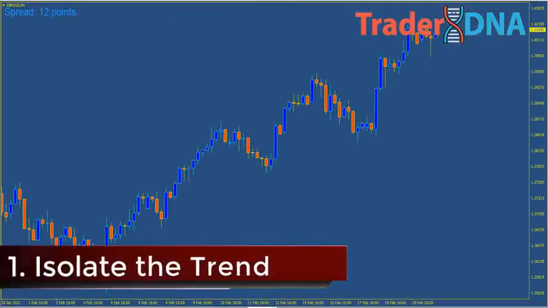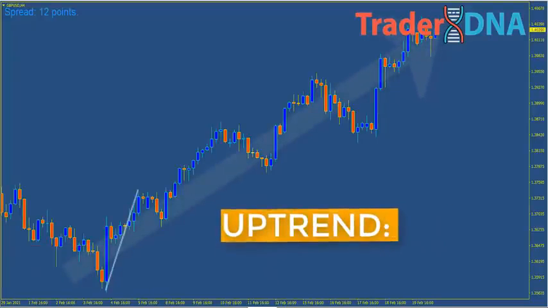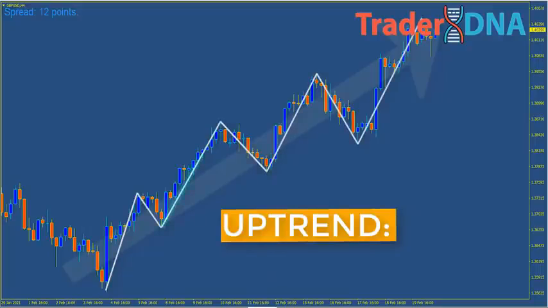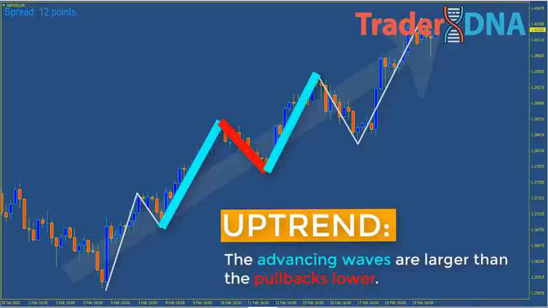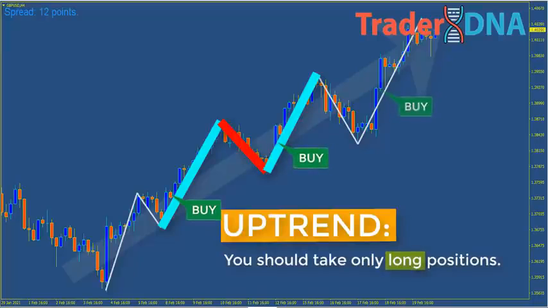Step 1. Isolate the trend. The first step in applying the engulfing candle trading strategy is to determine the dominant trend direction, and thus the direction you will trade in. An uptrend is defined by higher swinging highs and higher swinging lows in price. Prices move in waves, advancing, pulling back, and then advancing again. In an uptrend, the advancing waves are larger than the pullbacks lower, creating overall progress higher. During an uptrend, you should take only long positions, buying with the intention of selling later at a higher price.